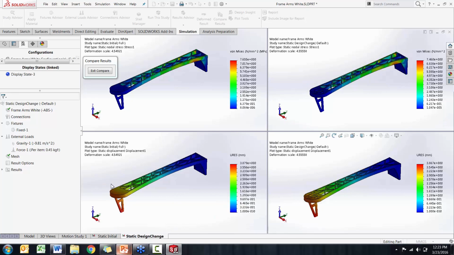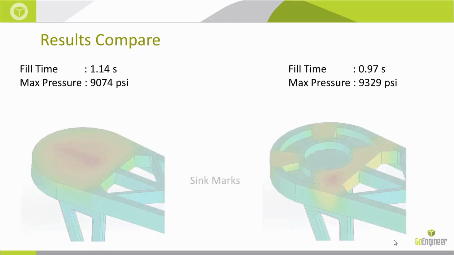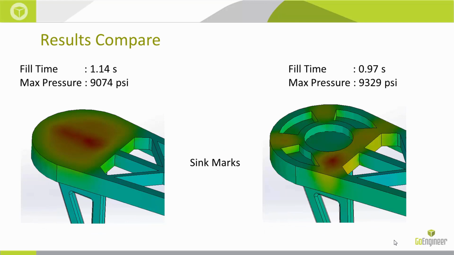So let's quickly summarize this exercise. By comparing the results between the initial configuration and the modified configuration, I can see that I've reduced the fill time with a slight increase in the maximum injection pressure. Now, as far as sink marks go, I've managed to displace the sink marks from the center out of the critical area where I'm going to be mounting the rotors.